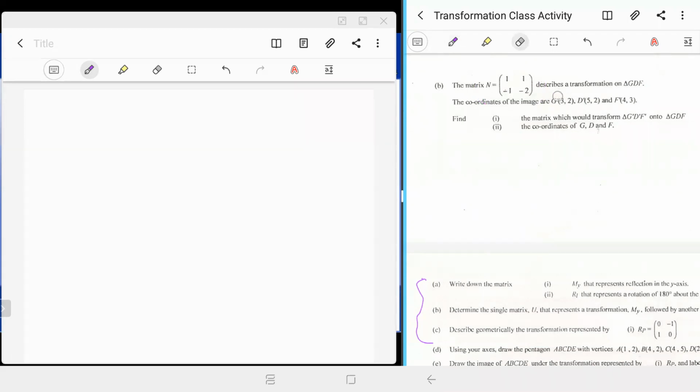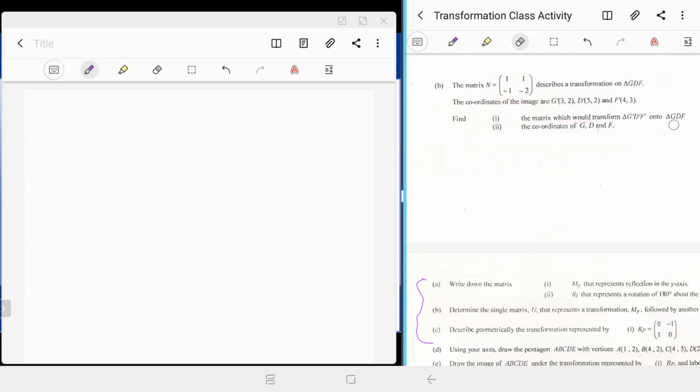All right, let's look at what the question says. It is giving us the image points. It says the coordinates of the image are G prime, D prime, F prime. So they're giving us the image points. Remember, the object points are these, but they are giving us the image points. The first part says we have to find the matrix which would transform the image G prime onto the object. So I want to go from the image to the object. And if this is the matrix that takes place on the original object, then they want us to tell them which matrix will take you back from the image to the object.